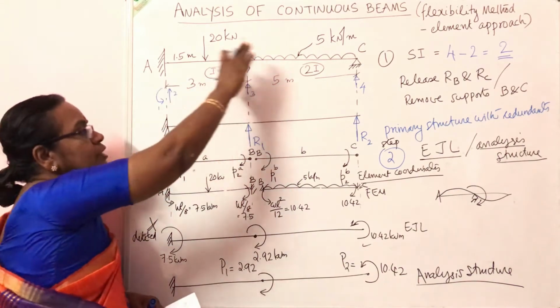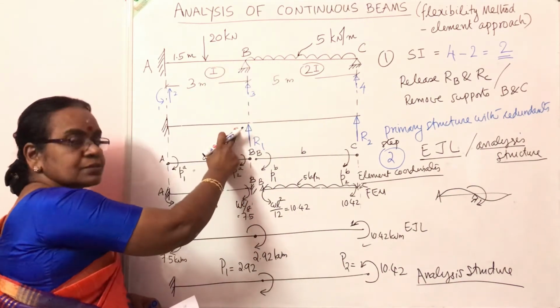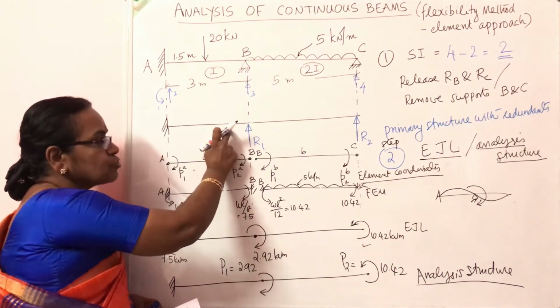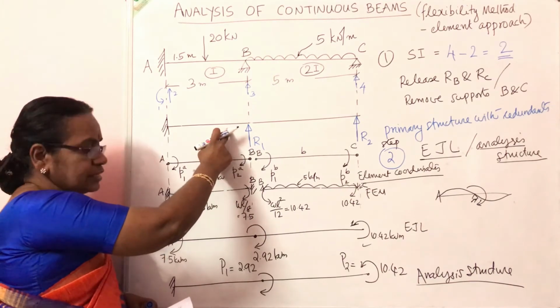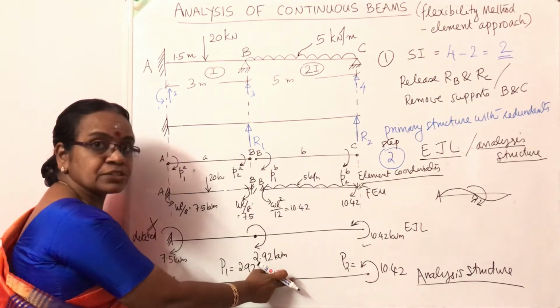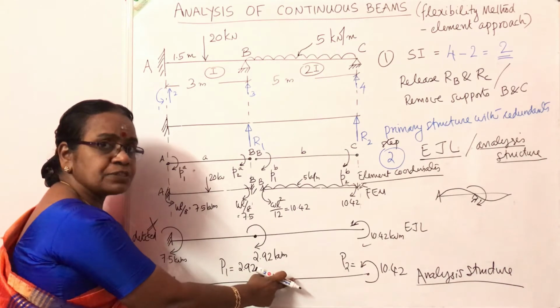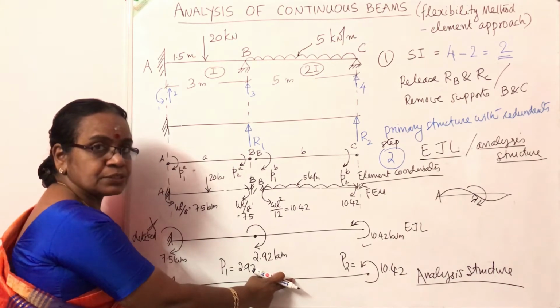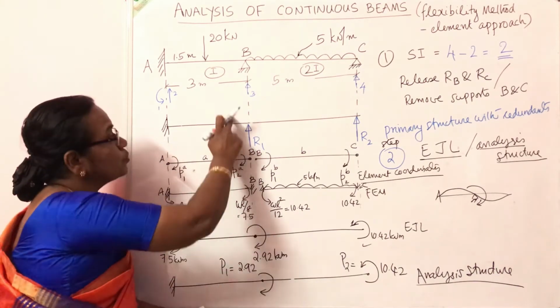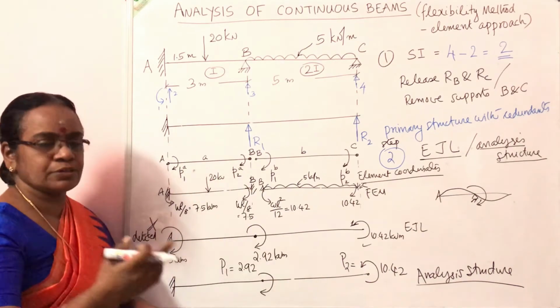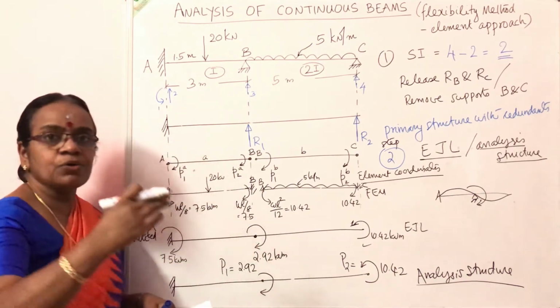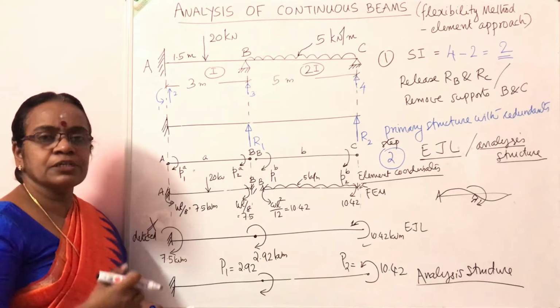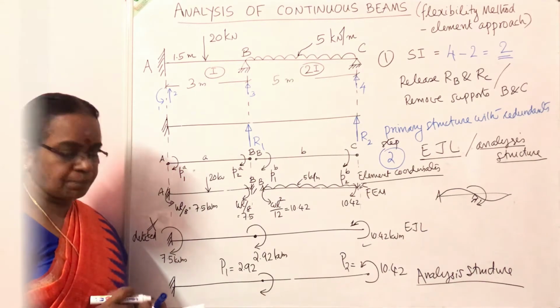So this is treated as the first one, the primary structure with redundant, and this is the primary structure with equivalent joint load after removing the fixed end moment at A. So these two structures are what we are now going to consider. This is called the analysis structure. We are going to consider it in the further steps of analysis.